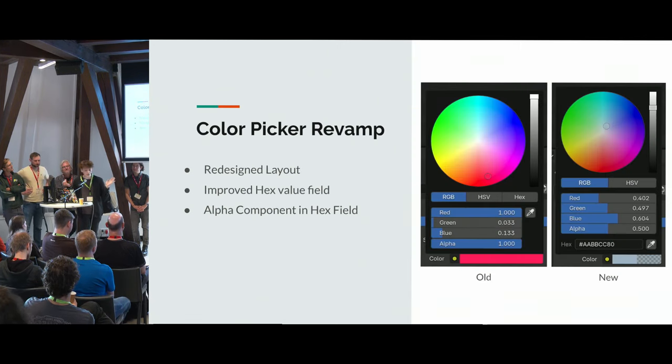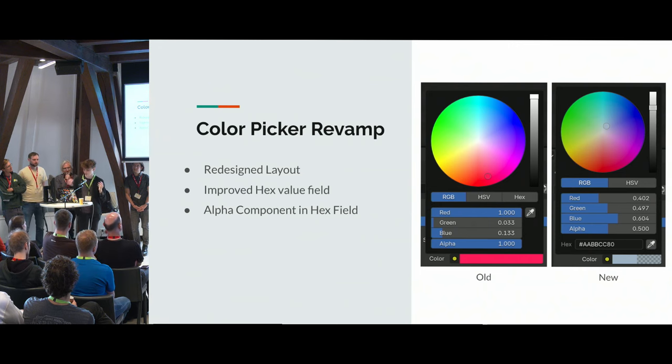And color picker revamp. This was pretty long in the making, but I'm glad it made it in 4.3. The main idea was that looking at the old color picker, you can see that you typically switch fairly often between a color mode, like RGB or HSV, and the X mode, but you don't really often switch between RGB and HSV all the time.